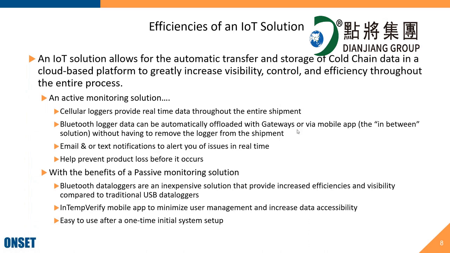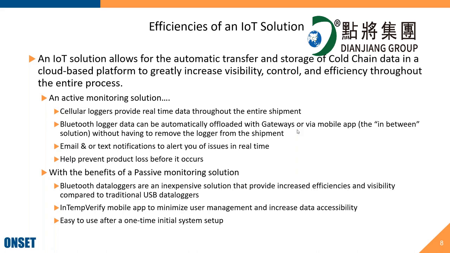An IoT solution allows for the automatic transfer and storage of cold chain data in a cloud-based platform to greatly increase visibility, control, and efficiency throughout the entire process. So there's a lot of value to an IoT solution. And an IoT solution mostly closely resembles an active monitoring solution. So again, you have cellular loggers, which provide data in real time throughout the entire shipment. It's constantly sending up data for you to analyze and react to. Then Bluetooth. We call Bluetooth loggers the in-between solution for a couple of different reasons.